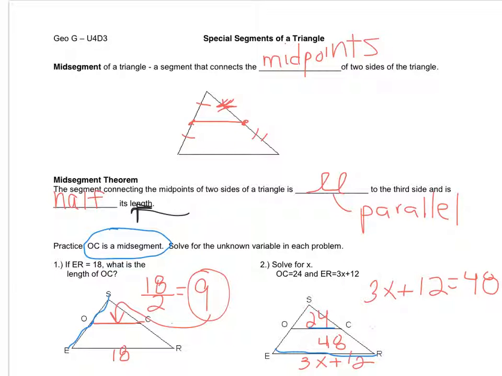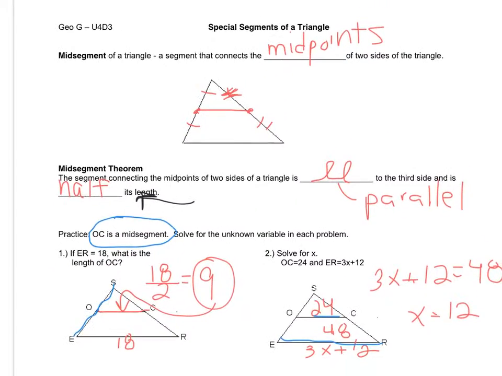So what you should do at this point is pause the video, solve this equation, and then you will see that x is 12. Okay? If you're not sure how I got 12, you're going to want to solve that equation step by step, just as you learned it back in algebra. So that's what we know about midsegments.